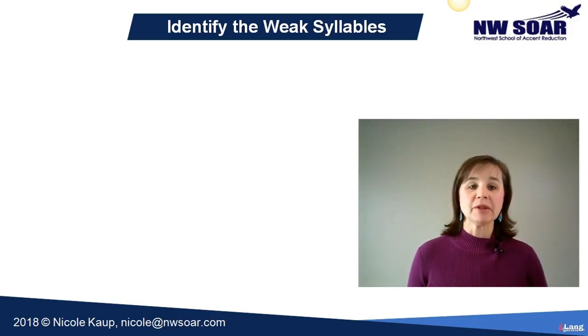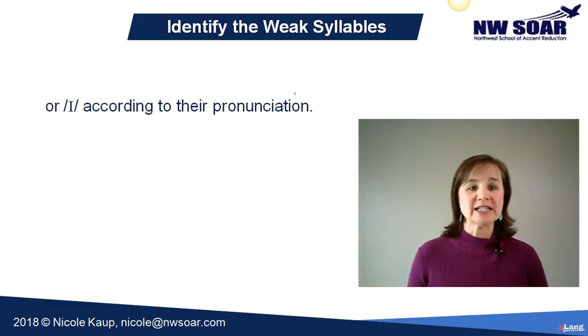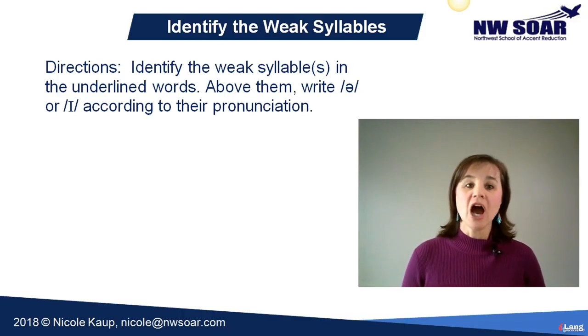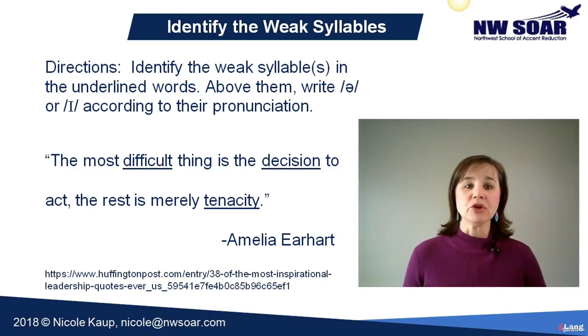Now let's do a little practice with this. I'm going to give you a couple of quotes by famous people. I want you to identify the weak syllables in the underlined words. Above the underlined word, I want you to write the IPA symbol for either the schwa or the short I, according to the pronunciation. Here goes. This quote was said by Amelia Earhart. The most difficult thing is the decision to act. The rest is merely tenacity.